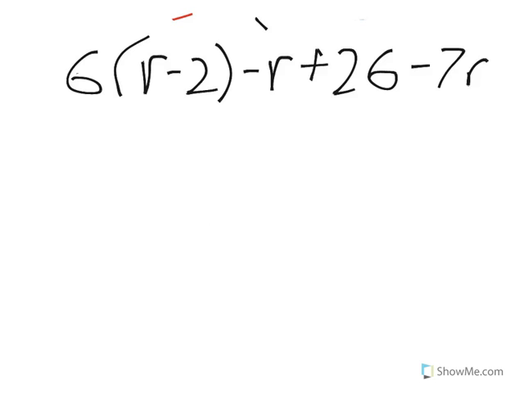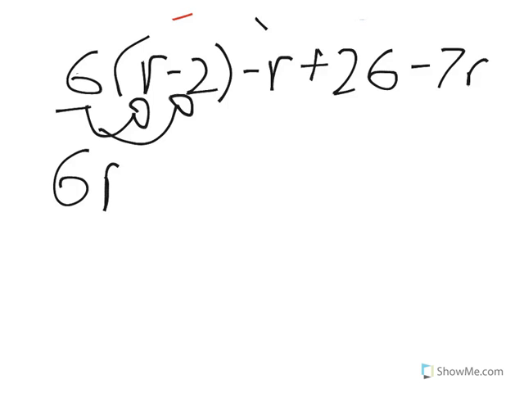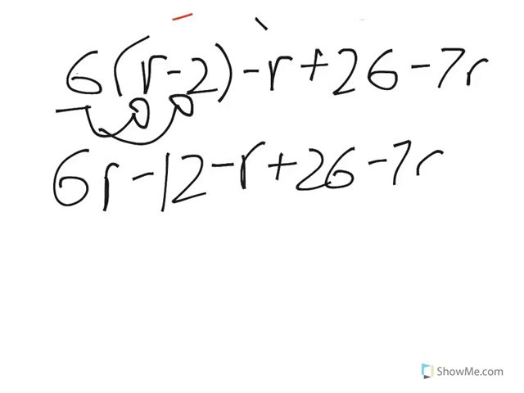I'm going to try to go a bit faster through this one, so try to keep up. We're going to do our underline and arrows on the 6 in the parentheses. So we distribute: 6 times r is 6r, and a positive times negative, 6 times 2 is negative 12. Then we drop down all of our other stuff, the minus r, the 26, and the minus 7r.